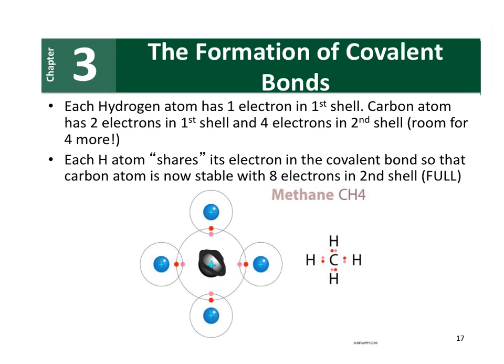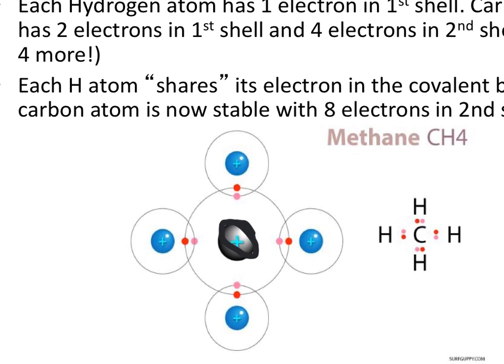And in this case, instead of the carbon grabbing one of the molecules for itself, the carbon and hydrogen share. So the hydrogen has 1 electron, the carbon has 4 electrons. And then they share, and this is called covalent bonding.